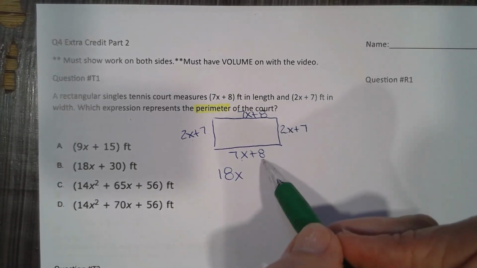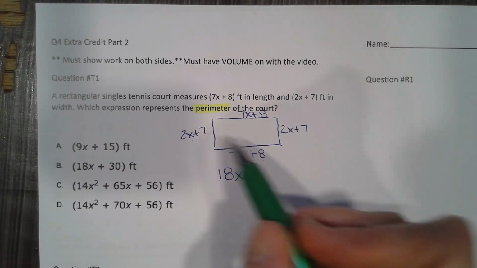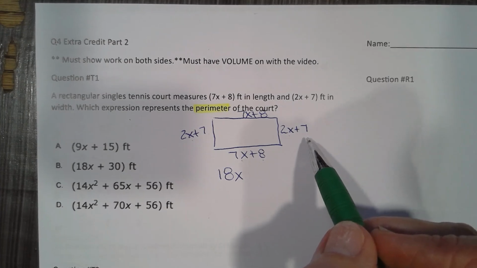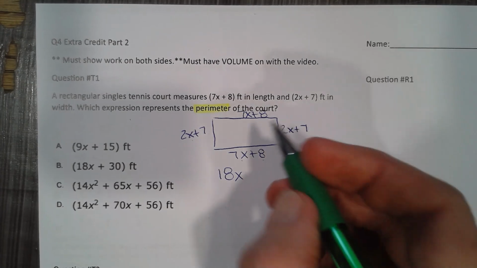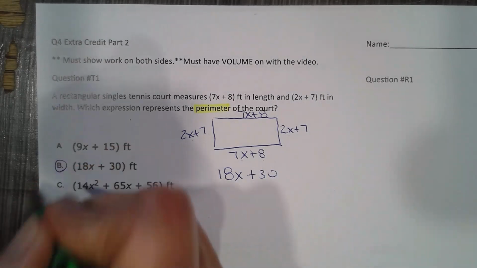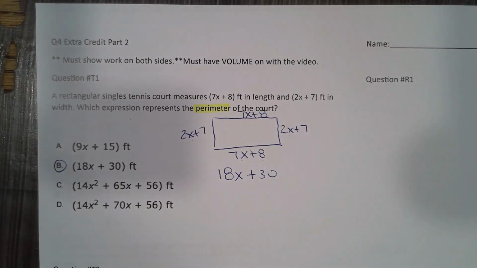Okay? And now we're going to add up all our constants. So we've got 8 and 8 is 16. And then 7 and 7 is 14. 16 and 14 is 30. So that is a positive 30. So B is the correct answer. Okay?